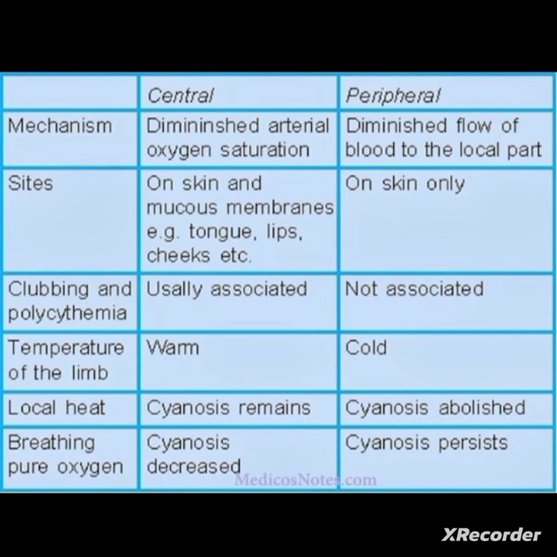Breathing pure oxygen, or oxygen supply, decreases central cyanosis, but in peripheral cyanosis it will persist. So that is the main difference between central and peripheral cyanosis.